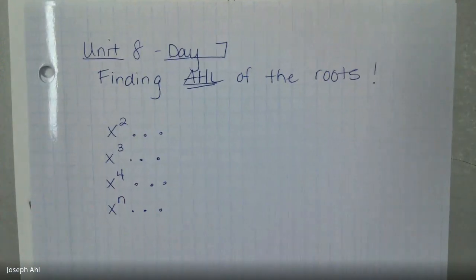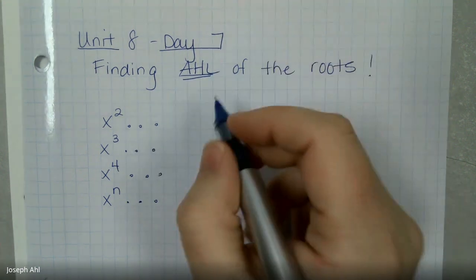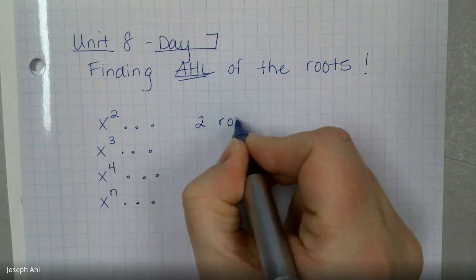All right, now we can go back here to the notes. This is where you can start writing down again. And take a look at x squared. So x squared, think about it, when you solve an x squared equation, there are 2 roots.